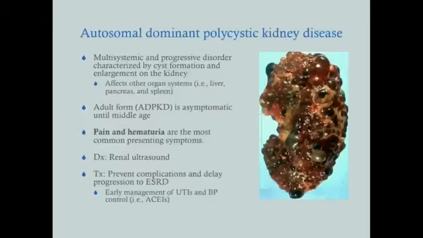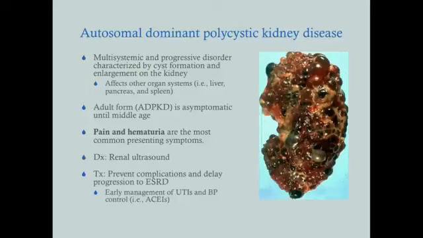Autosomal dominant polycystic kidney disease is a multisystemic and progressive disorder which is characterized by the formation of cysts which form on the kidneys, but they can also form on other organs, including the liver, pancreas, and spleen. Important to recognize that the adult form, autosomal dominant, versus the pediatric form, which is autosomal recessive, is totally different. The adult form is asymptomatic until middle age. They may have cysts, but they're not going to be symptomatic until they hit middle age. So it makes sense that this patient doesn't have any history of being diagnosed with polycystic kidney disease.